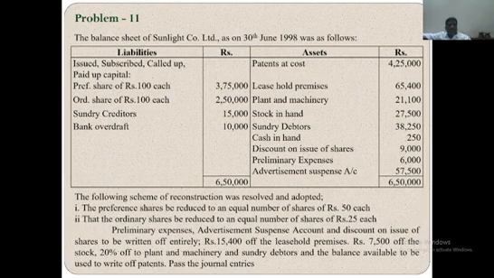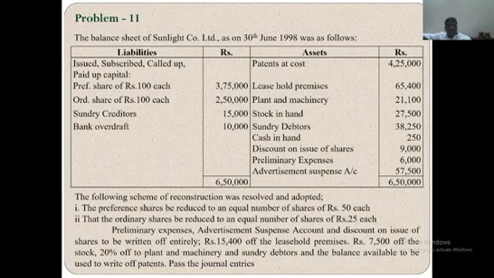The balance sheet of Sunlight Company Limited on 30th June 1998 was as follows. Patent at cost 4,25,000. Leasehold premises 65,400. Plant and machinery 21,100. Stock in hand 27,500. Sundry debtors 38,250. Cash in hand 250. Discount on issue of shares 9,000. Preliminary expenses 6,000. Advertisement suspense 57,500.